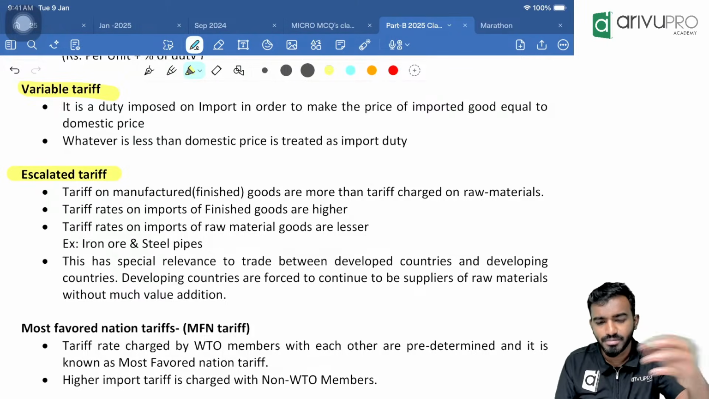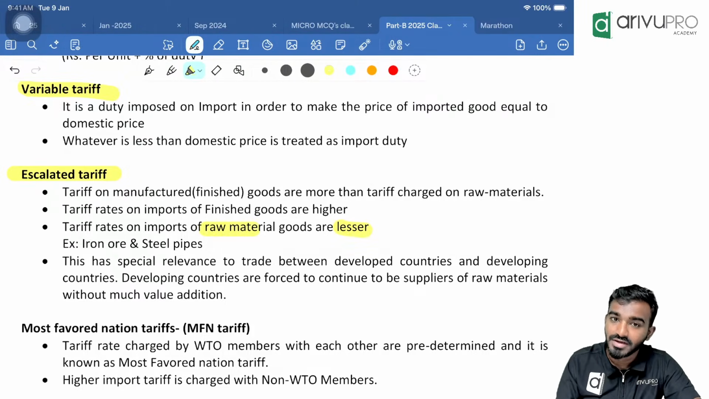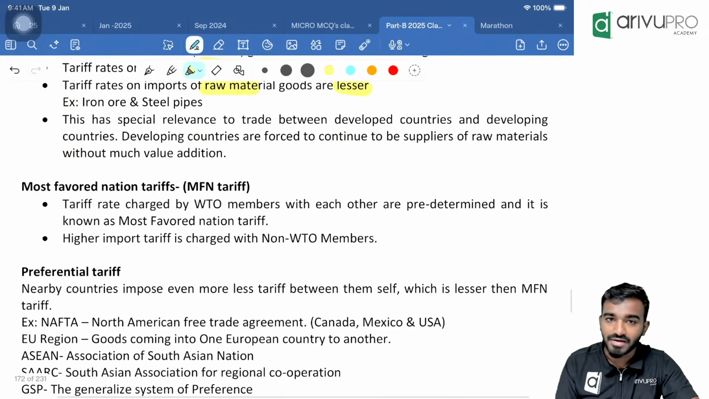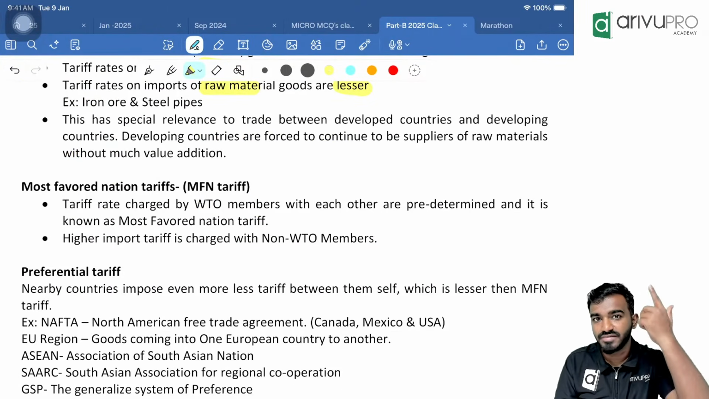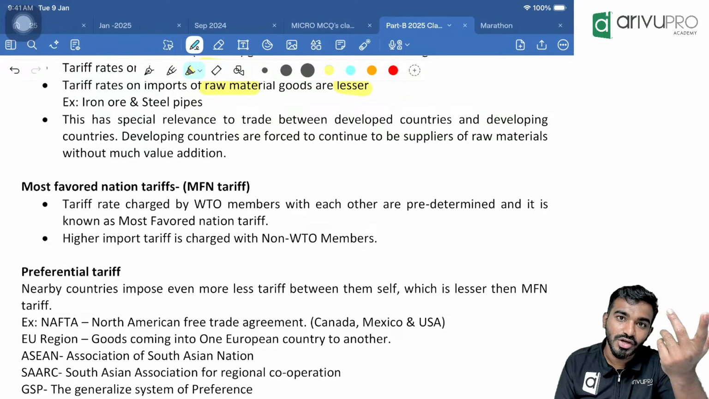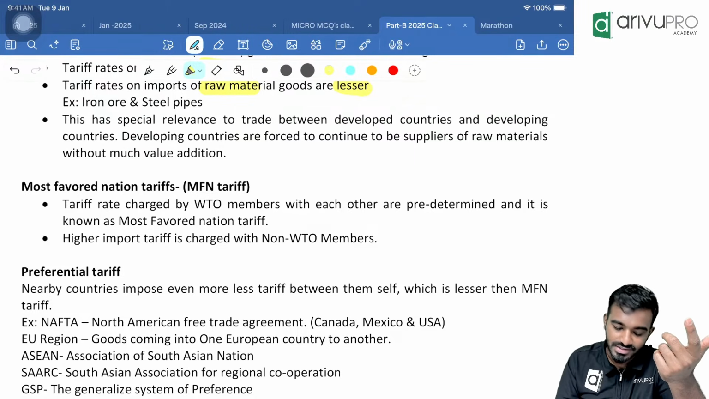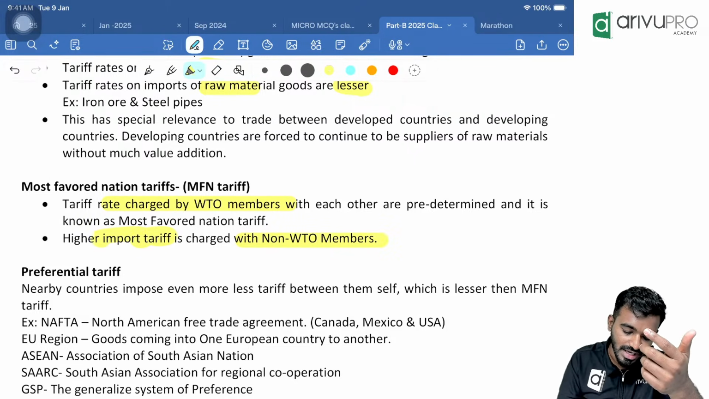Escalated tariff. If you are importing raw materials, lower tariff. If you are importing finished goods, higher tariff. Next, MFN tariff. Between WTO members, whatever we have agreed, bounded. Non-WTO members, higher than what bounded is there. So that is called MFN. Between WTO agreed members, lower; between non-WTO members, higher tariff.